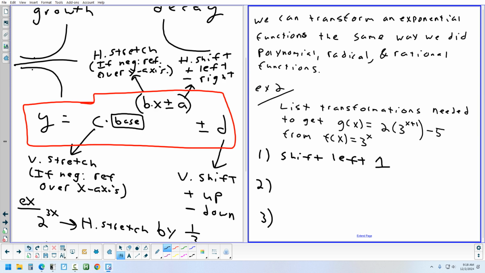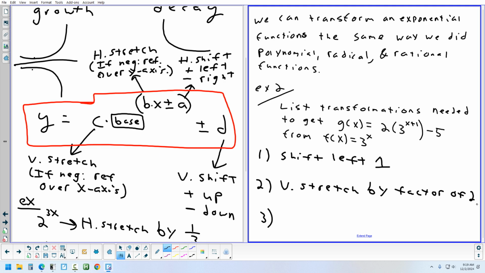Do we have a number in the spot for C? Yeah. What number is in that spot? 2. So how do we describe what the 2 is going to do? Stretch. Yep, exactly. Vertical stretch by factor of 2. That means it takes the graph and it makes everything twice as tall. All right, so we did the C. Now we go to D.